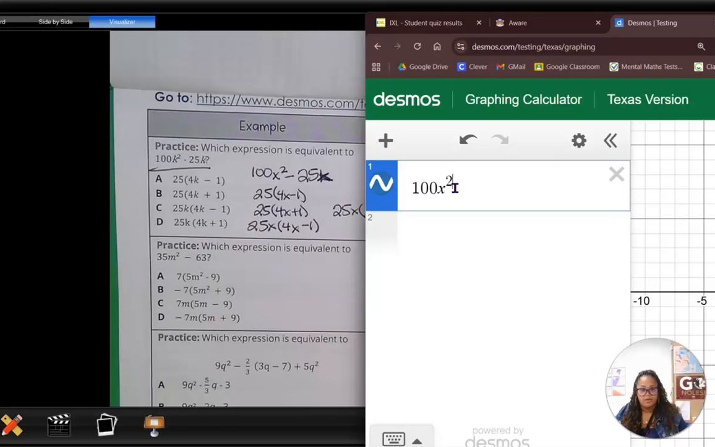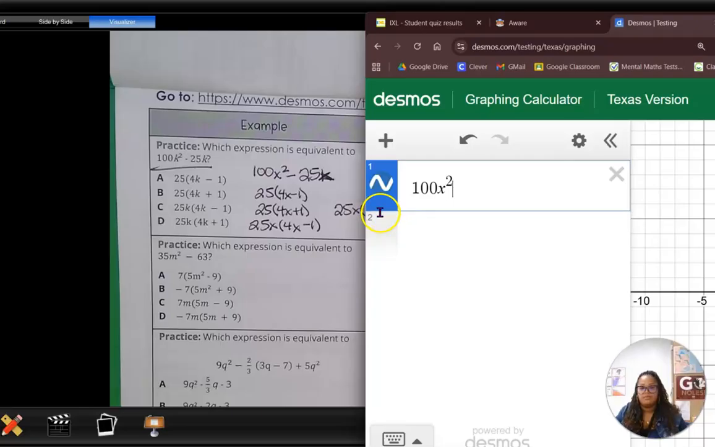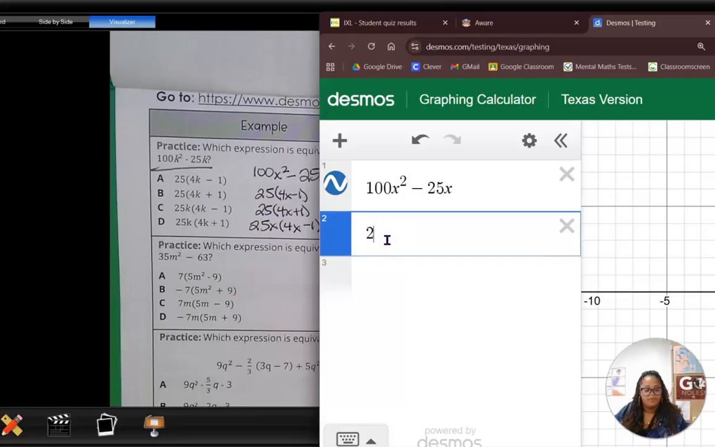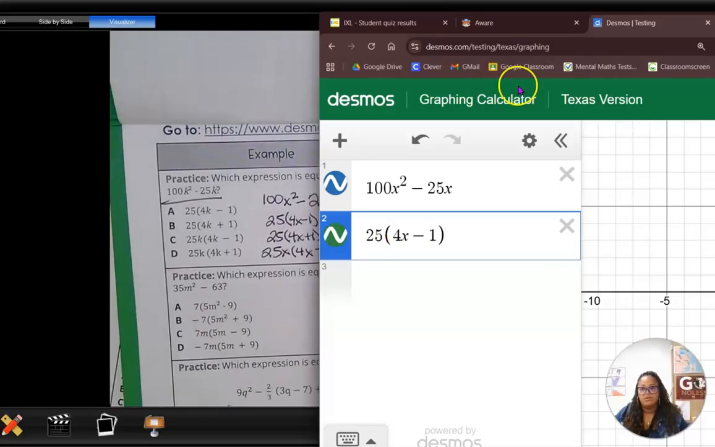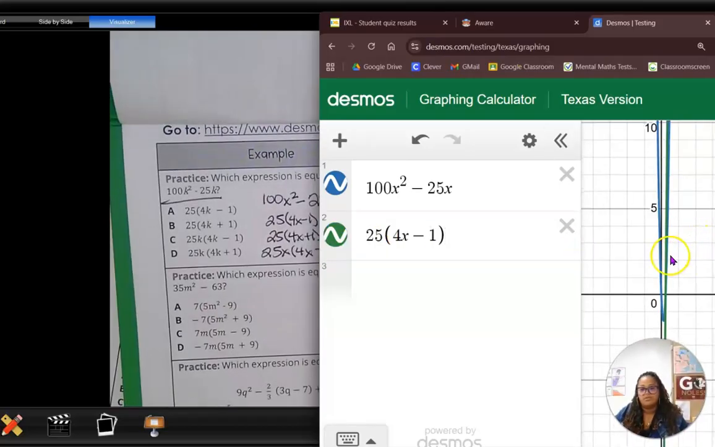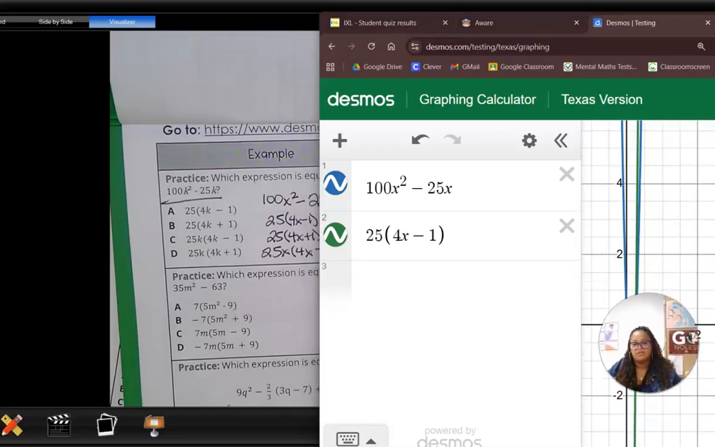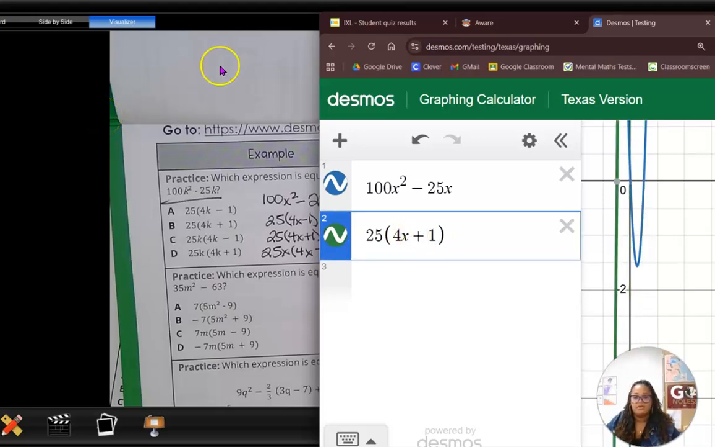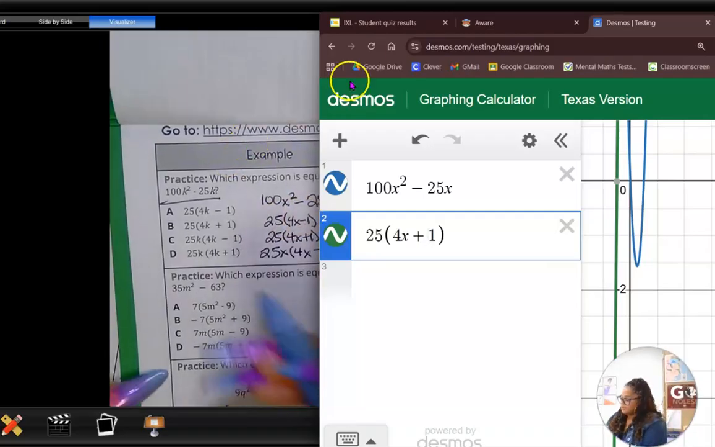100x squared minus 25x. Okay, there's a little graph over there somewhere. Let's make this a little bit longer. 25 times (4x minus 1). Nope, those don't match. Zoom in and we can see that those don't match. Well, let's try 4x plus 1, also doesn't match, so we should be crossing these out.